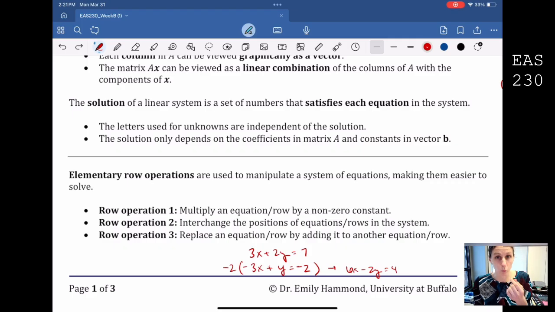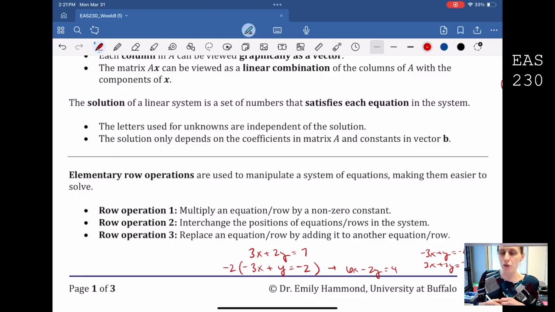Row operation 2, we can rearrange them. So it doesn't matter if I write it as 3x plus 2y equals 7 or negative 3x plus y equals negative 2 versus 3x plus 2y equals 7. It doesn't matter which order I write my equations in. It's still the same system. As long as they're the same equations, it doesn't matter the order.